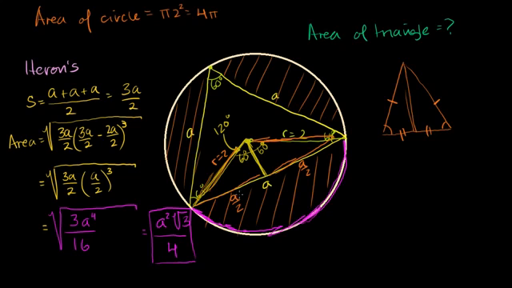Now, let's see if we can use this and a little bit of trigonometry to find a relationship between a and r. Because if we're able to solve for a using r, then we can put that value of a in here, and we'll get the area of our triangle. And then we could subtract that from the area of the circle, and we will have been done. We will have solved the problem. So let's see if we can do that.